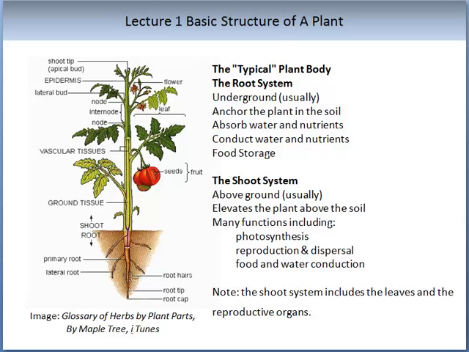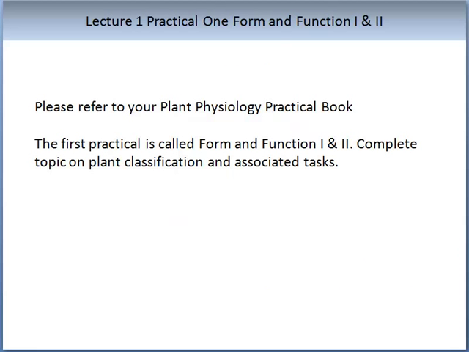Plants also contain reproductive organs, illustrated here in the form of flowers and fruit structures. In the previous slide, the basic structure of a plant was reviewed. In this subject, understanding the function or role of a plant is enhanced by observing the organs that aid this process. In your provided practical books, Practical 1, Plant Form and Function 1 and 2, gives you much more detail on this topic.